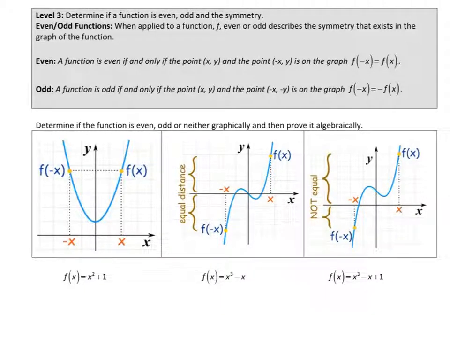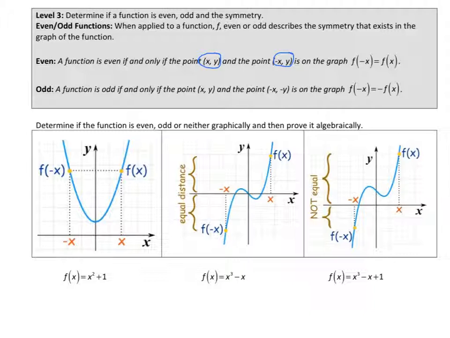The second part of level 3 will be determining whether a function has even symmetry, odd symmetry, or neither. And we can determine this from a graph or from an equation algebraically. So first we're going to talk about the definition. For a function to be even, if there is a point on the graph, x, y, then the point negative x, y must also be on the graph. So any x, y pair should also have a negative x, y on the graph.